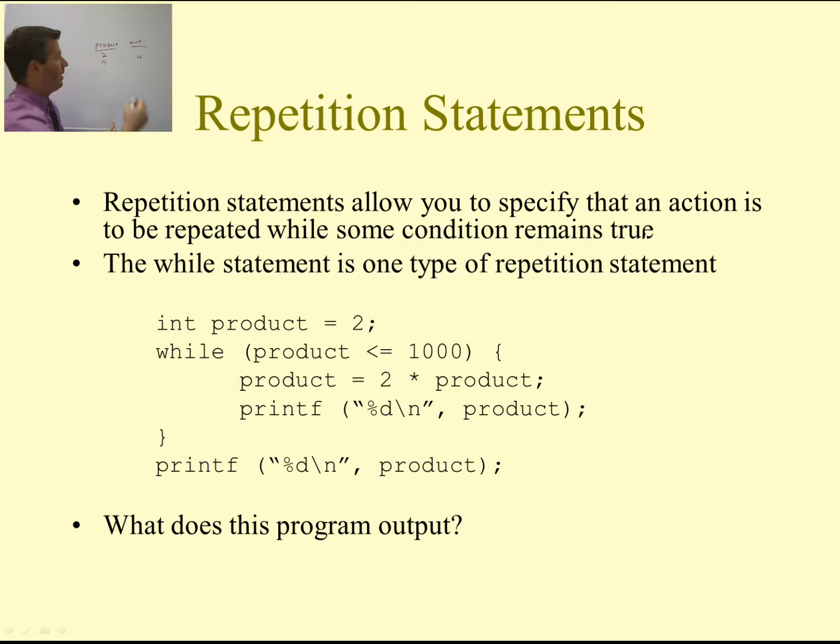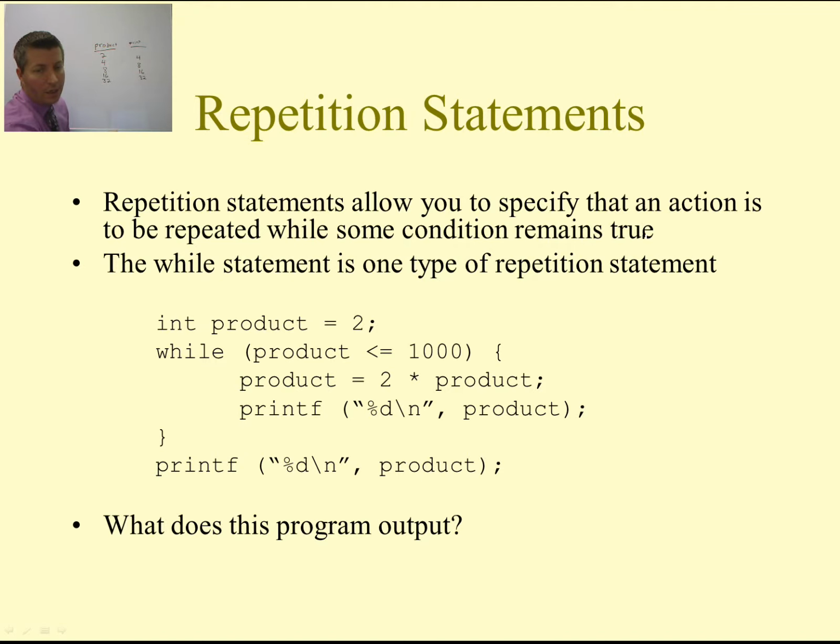When I multiply it by 2, I get an 8, and then I print out the value of product, which is 8. I come back up and I say while product is less than or equal to 1,000. 8 is less than or equal to 1,000, so it's going to multiply 8 by 2, which gives me 16, and then it prints 16. You kind of see what's happening. While product is less than or equal to 1,000, it is going to multiply it by 2, which makes it 32, and it prints 32.